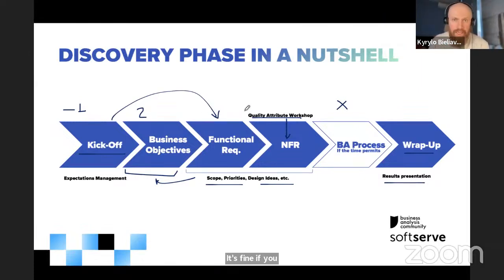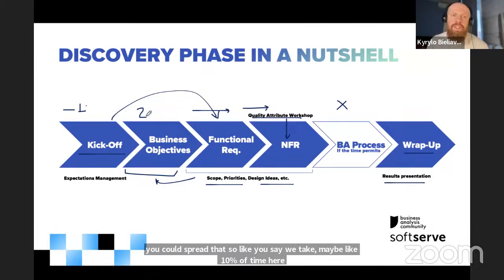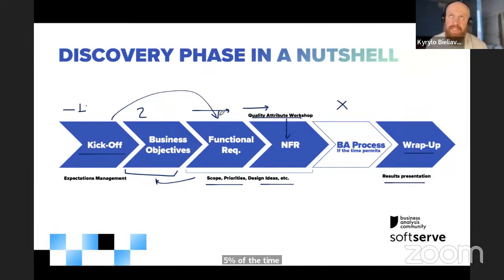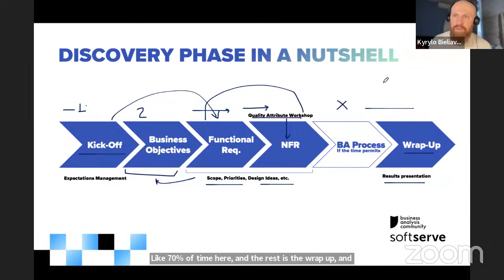And then for the rest, let's say we have two weeks. One week goes for the functional requirements, and the other week goes for validating everything, making sure you have the full picture, talking about non-functional requirements and quality attributes, and coming up with the final result. So you can spread that: maybe 10% of time here, 5% of time here, 10% of time here, 70% of time here, and the rest is the wrap-up. And depending on how many weeks you have, you would scale it. I hope it helped.